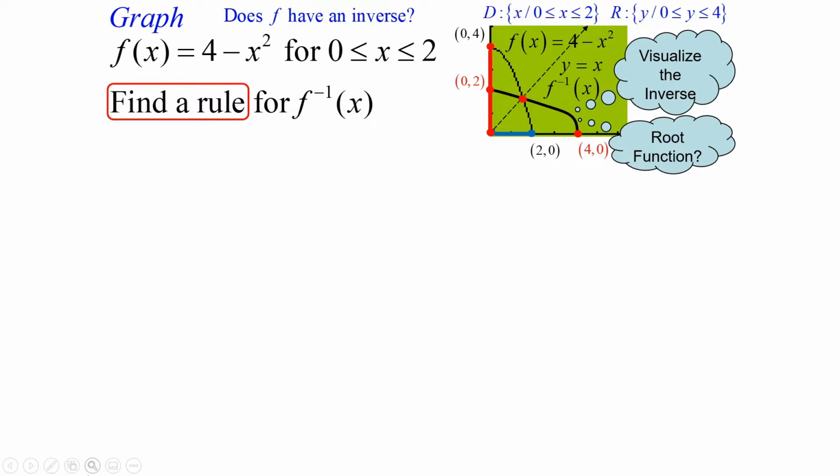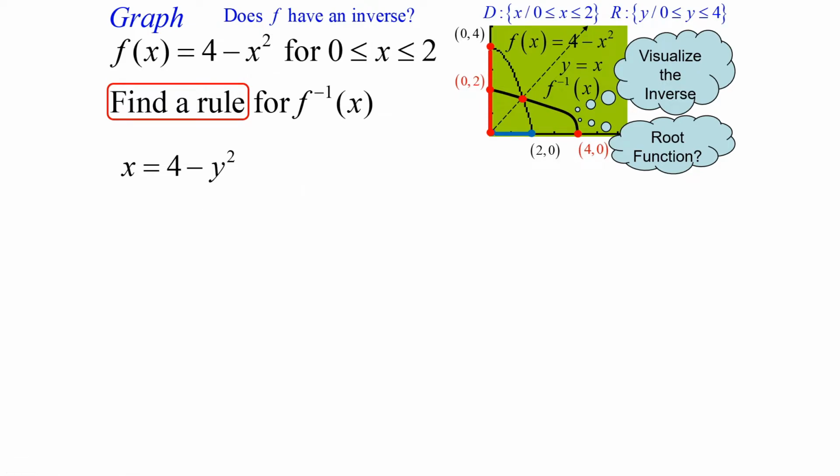Now, there's a very simple way to find a rule for the inverse of a function. Do you notice on this graph up here, what did we do? We interchanged the coordinates. That just means every x becomes a y, and every y becomes an x. So I'm going to take this function f of x equals 4 minus x squared, and I'm going to interchange the variables. So this f of x, which is a y, now becomes an x, and this x right here becomes a y. And now you just solve for that y.